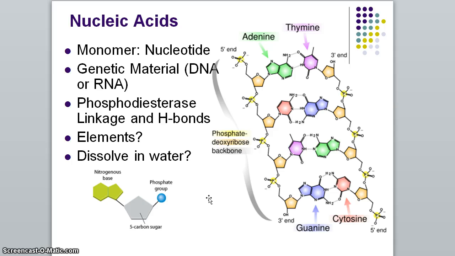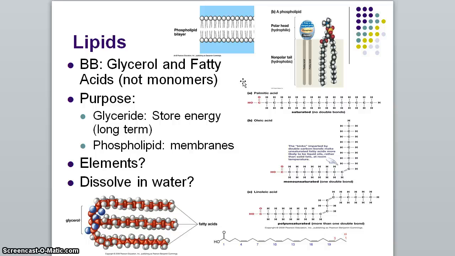This will dissolve in water. Phosphates are very negative, so it's going to have that characteristic of interacting very well with that water. Okay, so let's look at the last group, lipids. Lipids technically do not have monomers because there aren't repeating subunits, but they do have building blocks. So glycerol and fatty acids, okay, are their building blocks.